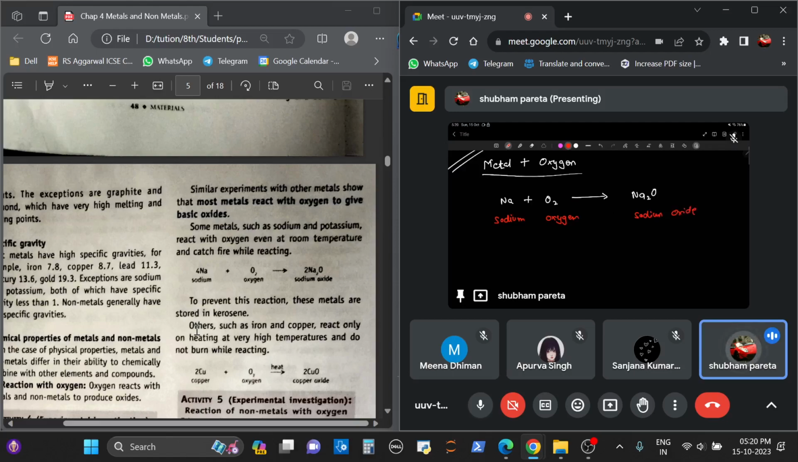So most of the metals will form metal oxide. In this case the metal is Na and the oxide is O, so that is metal oxide. This is the first example. The second example is copper plus oxygen. What do you get? Again you get copper oxide, CuO. Getting the point? This is known as copper oxide.